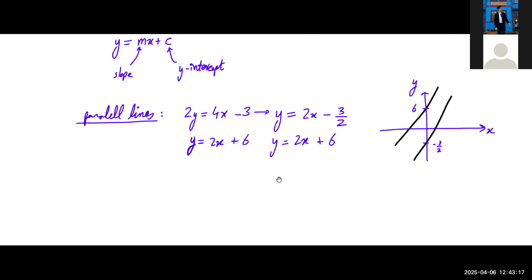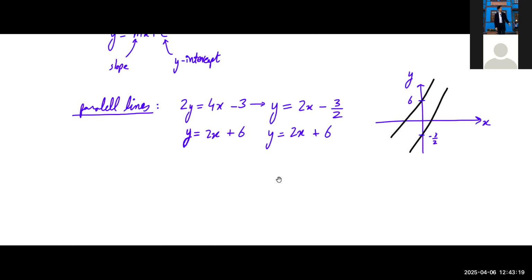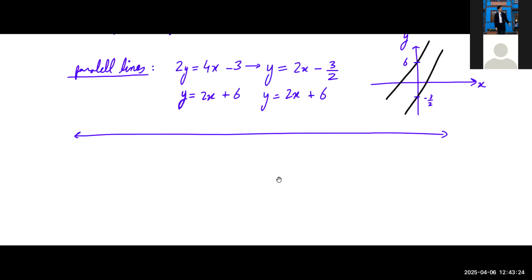Okay. So that's parallel lines. Okay, this is a recap. Now let's talk about perpendicular lines. What are perpendicular lines? Perpendicular lines are lines that are 90 degrees to each other. Okay, so lines that are exactly 90 degrees to each other. Oh, that's the xy axis. If you draw two lines that go like this, perfectly 90 degrees, we call those perpendicular lines.